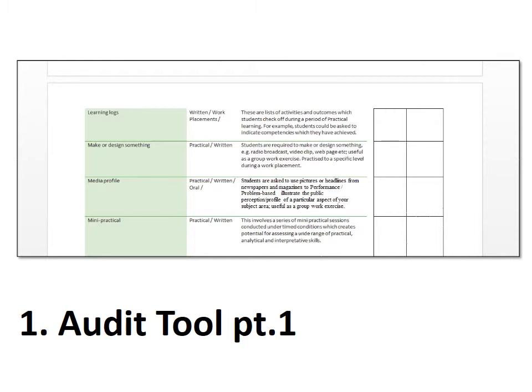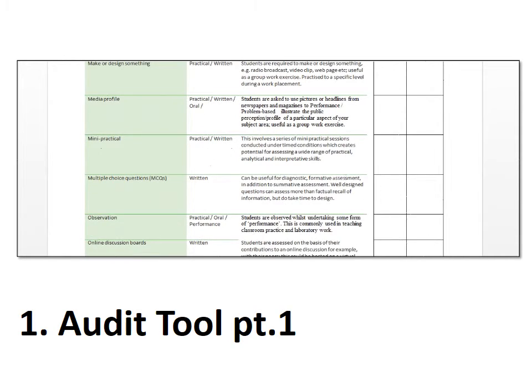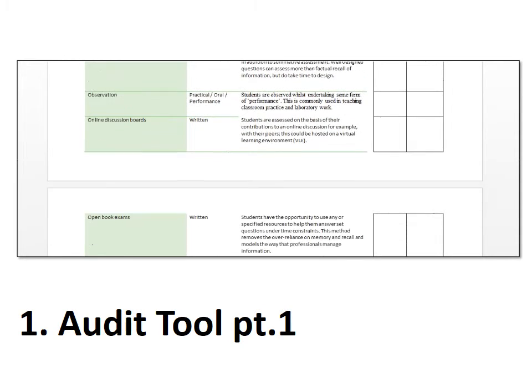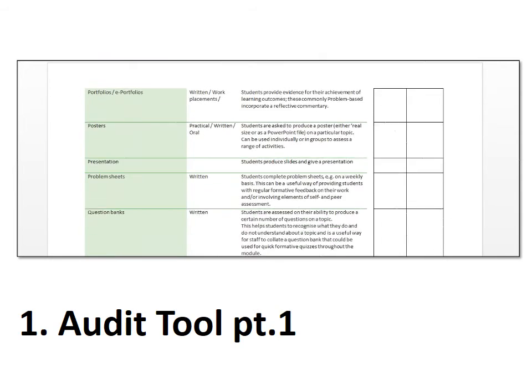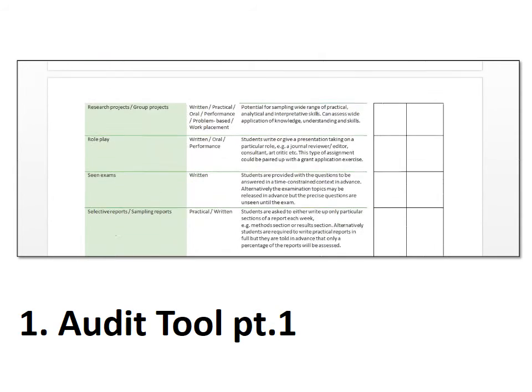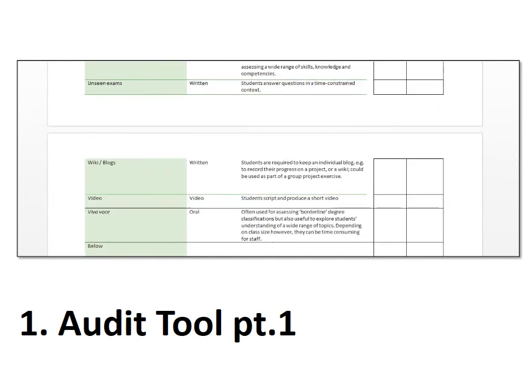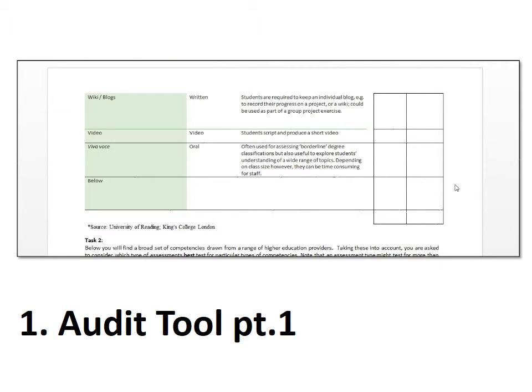As you'll see, there are many different kinds of assignments. At the end, you'll see the opportunity to enter a total. Either you have it or you don't have it, and this will then give an idea of the diversity of assignments in your own department.